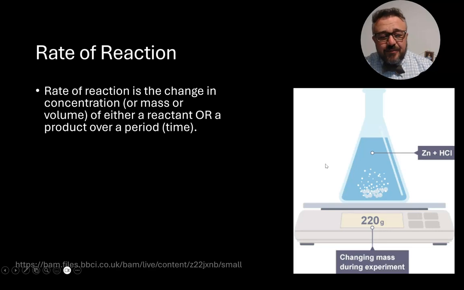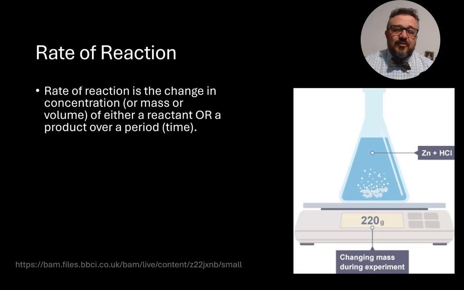Here we have an example of hydrochloric acid with metal zinc added to it, which is going to give us zinc plus hydrochloric acid goes to zinc chloride plus hydrogen gas. And what we'll be looking at there will be the mass of hydrogen gas produced. We'll be able to measure this because the mass of the overall vessel will decrease, which gives us the amount of mass of hydrogen gas which has been produced, because that will release off into the atmosphere.